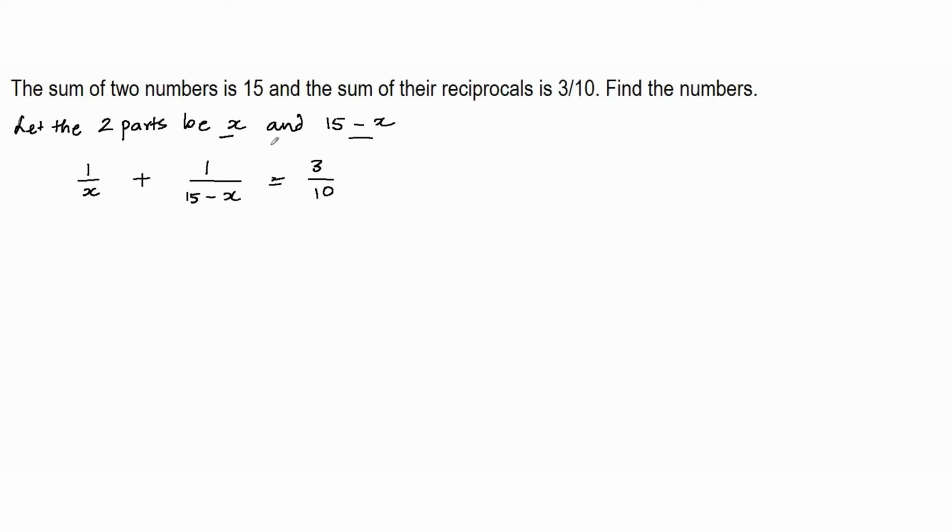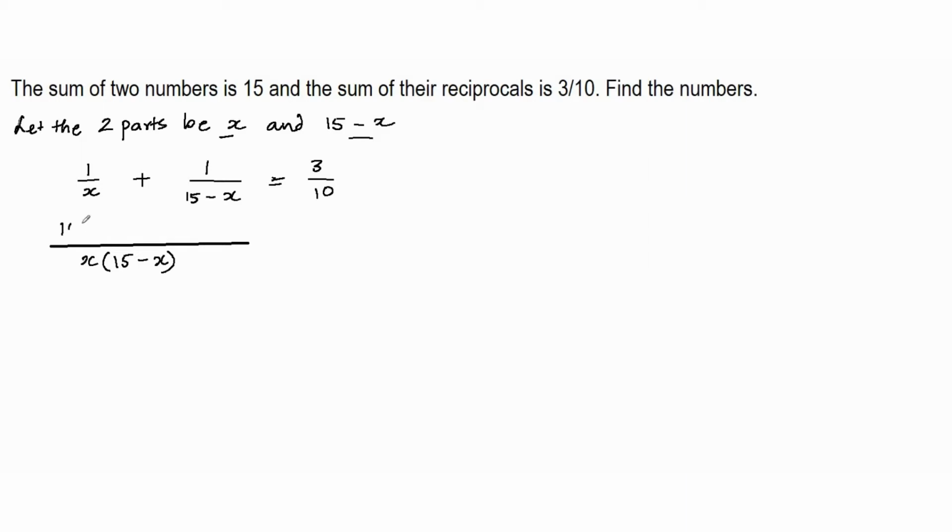So the reciprocal of x is 1 by x and the reciprocal of 15 minus x is 1 by 15 minus x. Their sum is given as 3 by 10. So now we can find the LCM. The LCM of this is going to be x into 15 minus x.